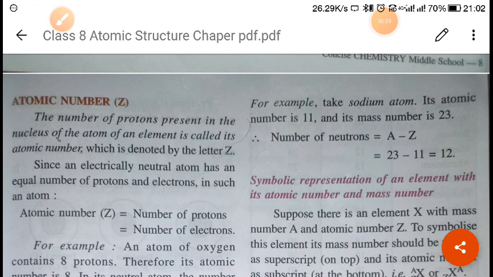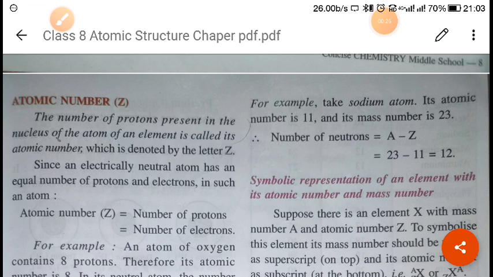Myself Suman Singh. So in the last class we discussed the modern model of an atom, right? So today we will learn about atomic number and atomic mass, or mass number.